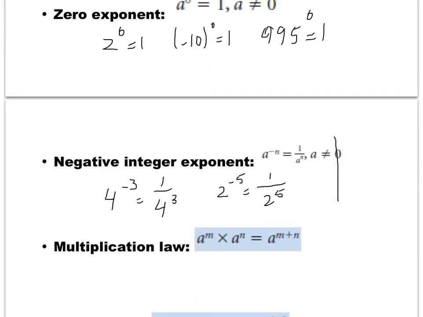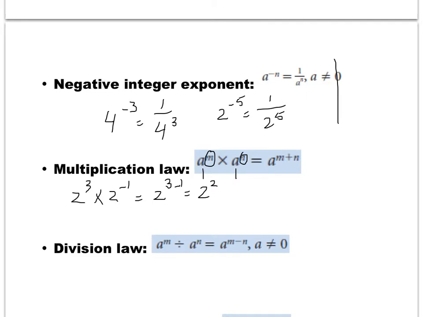The next one is multiplication law. It says that if you multiply two powers with the same base, just add the exponents. This means that if you have something like 2 exponent 3 times 2 exponent negative 1, then this is 2 exponent, because the bases are the same, 2, and then add the exponents, which is 2 exponent 2. So, as long as a is not 0, if you have two powers with the same base, a and a, add the exponents.